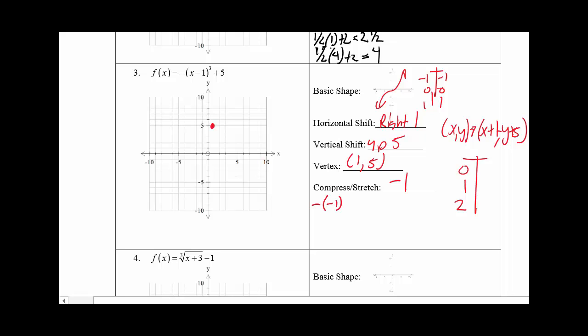So negative of negative 1 plus 5 puts me at 6. The opposite of 0 plus 5 puts me at 5, which is what we already said. So (0, 6) a little bit above it. And then negative 1 plus 5 puts me at 4. So (2, 4). And then I just need to make sure it fits the same pattern. So it kind of looks like a reversed S from what a typical cubic should look like.